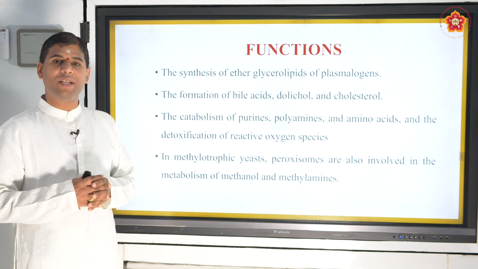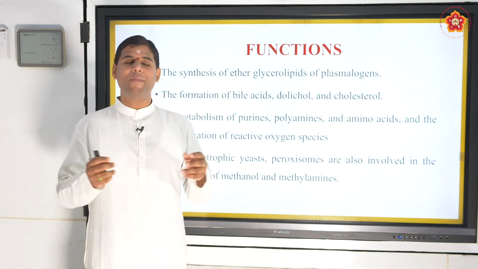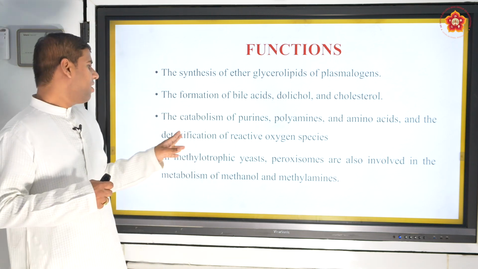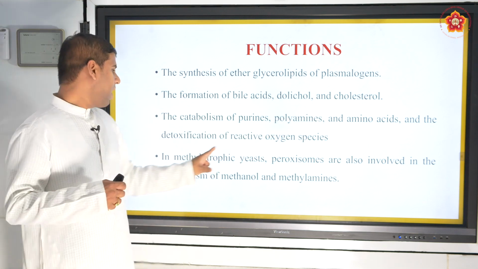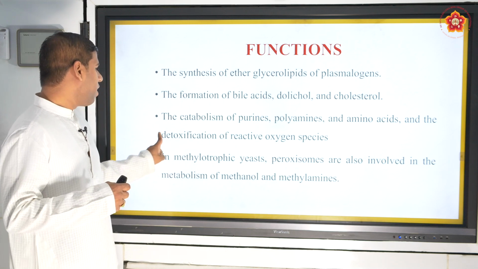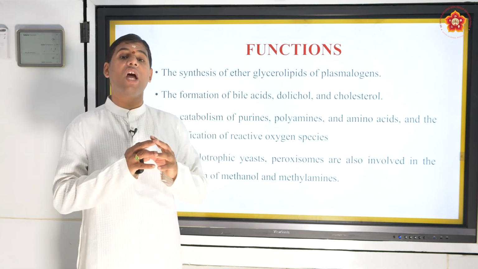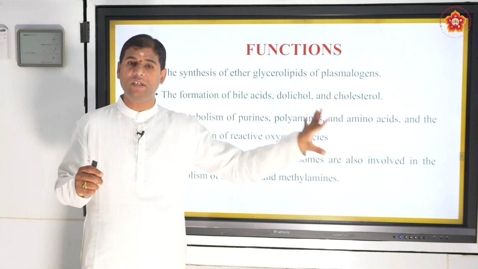And then the catabolism of purines, polyamines and amino acids. What is metabolism? What is catabolism? Forming up and breaking down, right? So here you have the catabolism of purines, polyamines and amino acids, and the detoxification of reactive oxygen species. The toxins are removed from the reactive oxygen species.